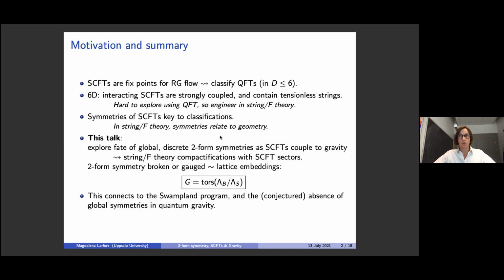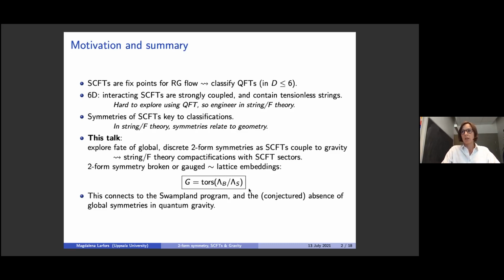And this is because gravitational theories do not admit any global symmetries. And that includes also global higher form symmetries. And what I will argue is that whether the two-form symmetry is broken or gauged can be determined using lattice embeddings, so using tools similar to what Anna Maria used in her very nice talk that we just listened to.